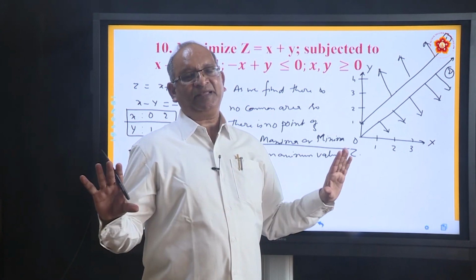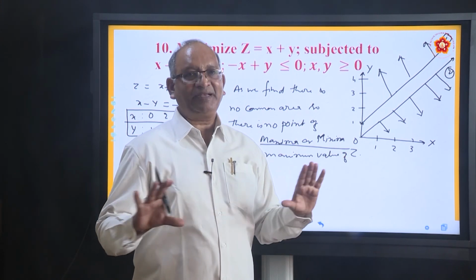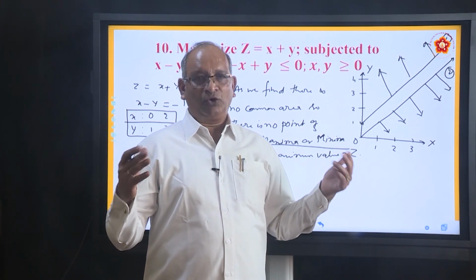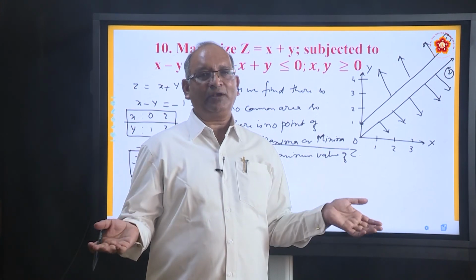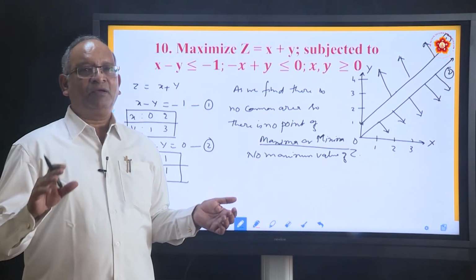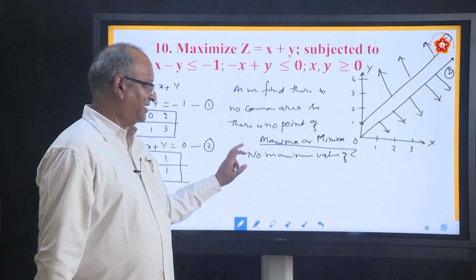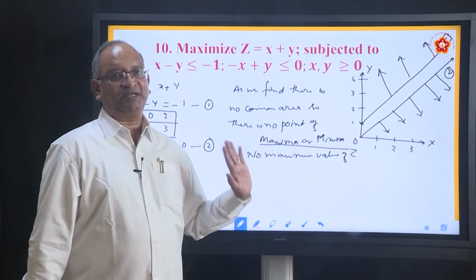There is no point where they are meeting each other. Since they are not meeting each other at any point, there are no corner points. Since there are no corner points, we cannot define maximum or minimum value of z. So, we write no maximum value of z.